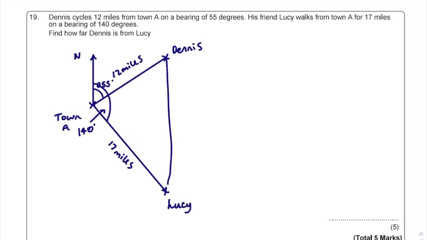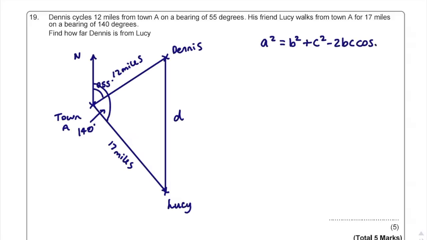Okay, so I need to find the distance between Dennis and Lucy. So that is this distance here. So I'm going to call this D. Now, what you should be able to see here is between the 3 points, Town A, Dennis and Lucy, I've got a triangle. I know two of the side lengths of this triangle. I've got a side length of 17 and a side length of 12. Now, if I had an angle that was opposite my distance, I could work out my distance using the cosine rule. So the cosine rule, remember, is a squared equals b squared plus c squared minus 2bc cos A.